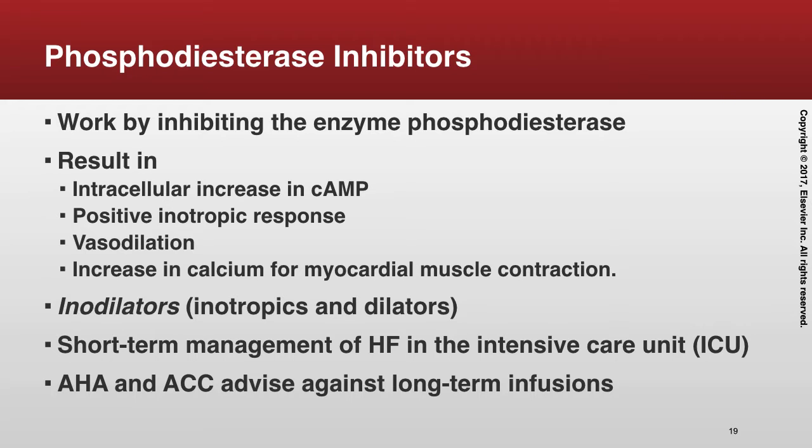Phosphodiesterase inhibitors work by inhibiting the enzyme phosphodiesterase. It results in an intracellular increase in cAMP. cAMP stands for cyclic adenosine monophosphate. It's a derivative of adenosine triphosphate, or ATP. It's used for intracellular signal transduction, such as transferring into cells the effects of hormones like glucagon and adrenaline.